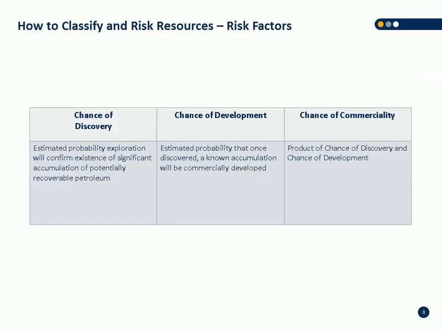So we've talked about risk in the various categories: chance of discovery, the estimated probability that when you drill a well, you're going to find a significant accumulation of potentially recoverable petroleum. Chance of development, the chance that it'll be commercially developed, and chance of commerciality is the product of the two. So again, prospective resources has both. Contingent resources has chance of development, and for reserves, the chance of commerciality is 100%.